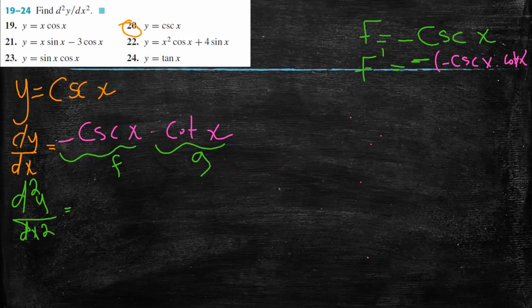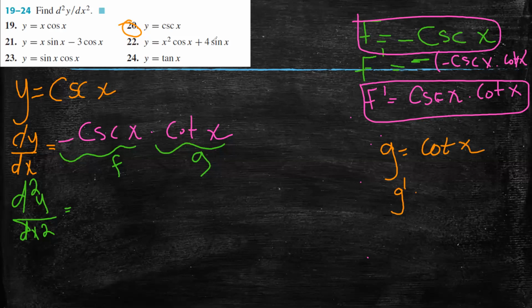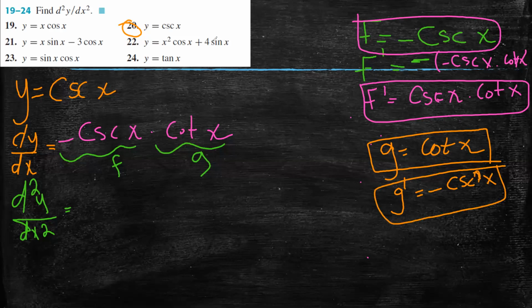So they are negative, negative. So the f prime here is negative cosecant x cotan x. This will be f prime, this is f. Then let's go to g. g is cotan x, so g prime will be negative cosecant squared.